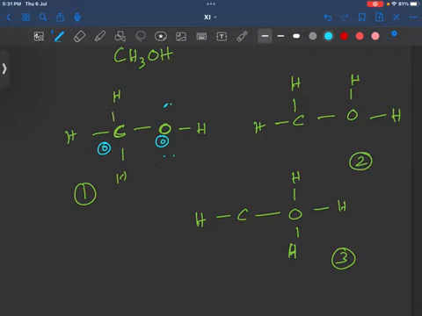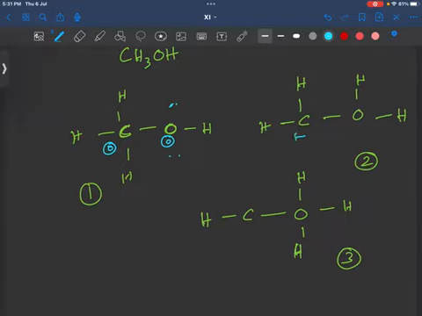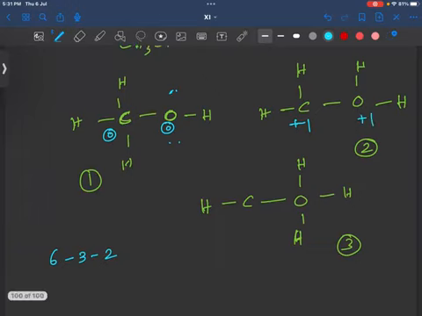In the second case, how much is carbon? +1. Oxygen also +1. Is it +1? Let's see. 6 minus 3 minus 2, +1. Okay, so is this structure correct? For carbon, you got +1. Are you sure, everyone? So how do you get +1 for carbon? It is 4 minus how many electrons are involved? 3.